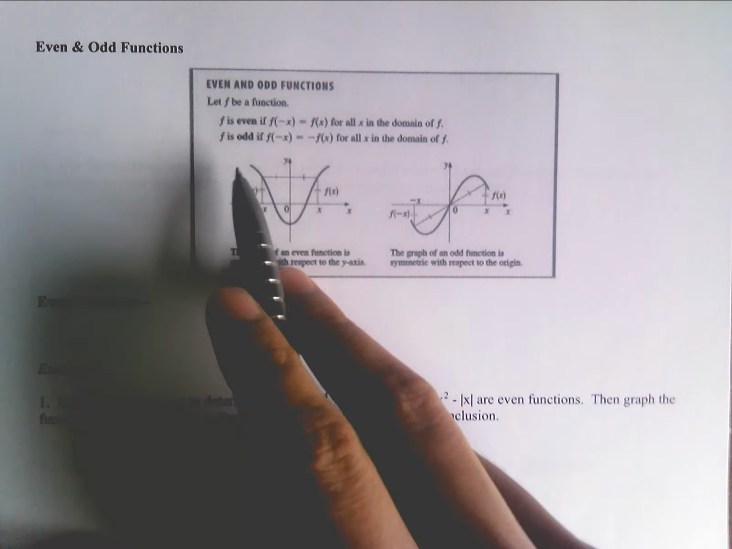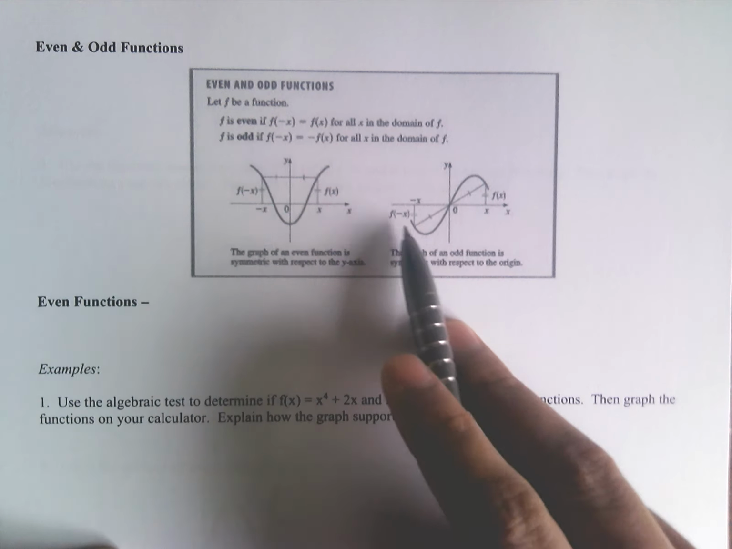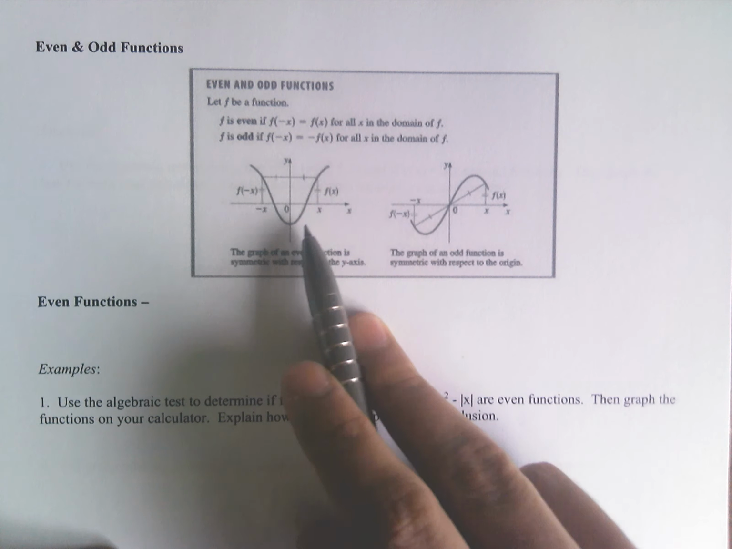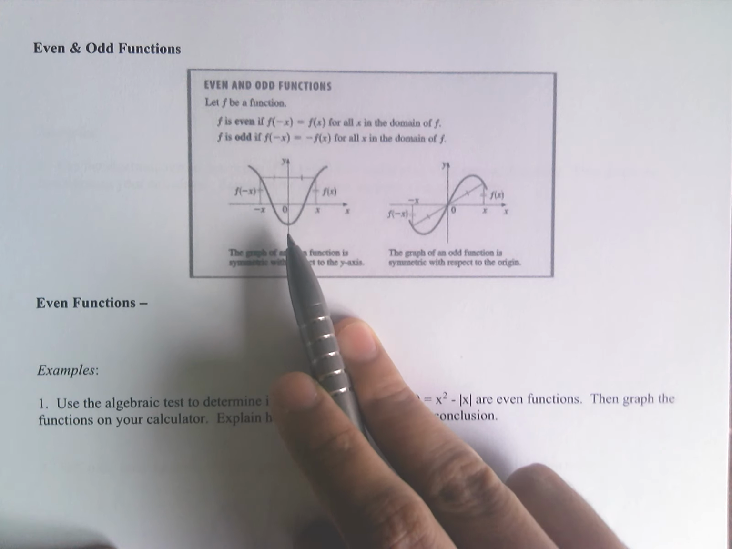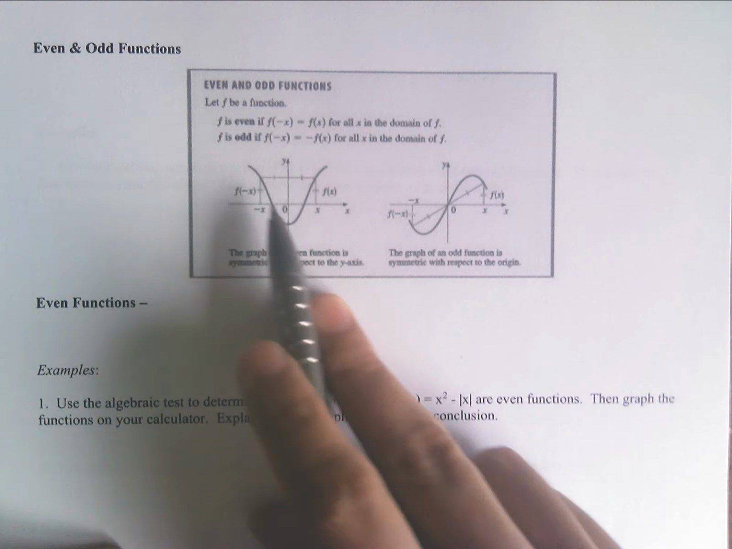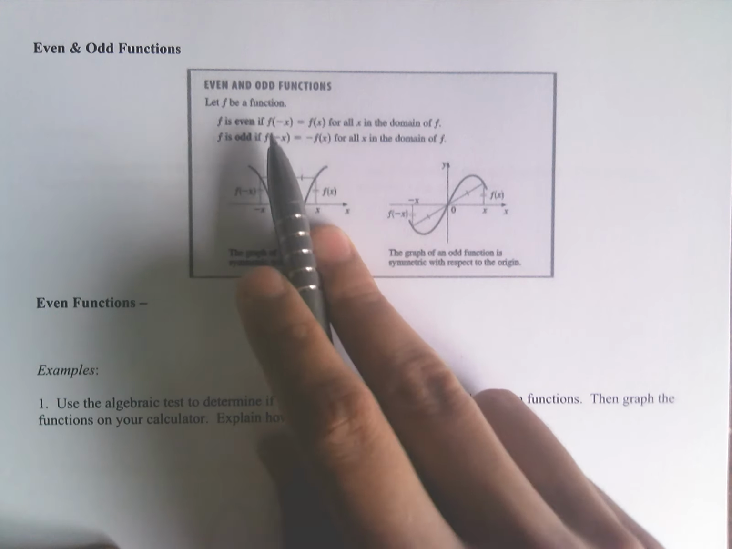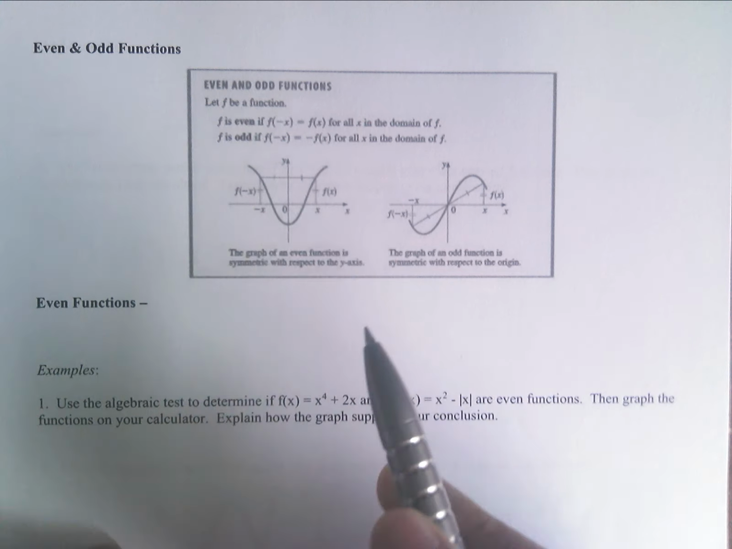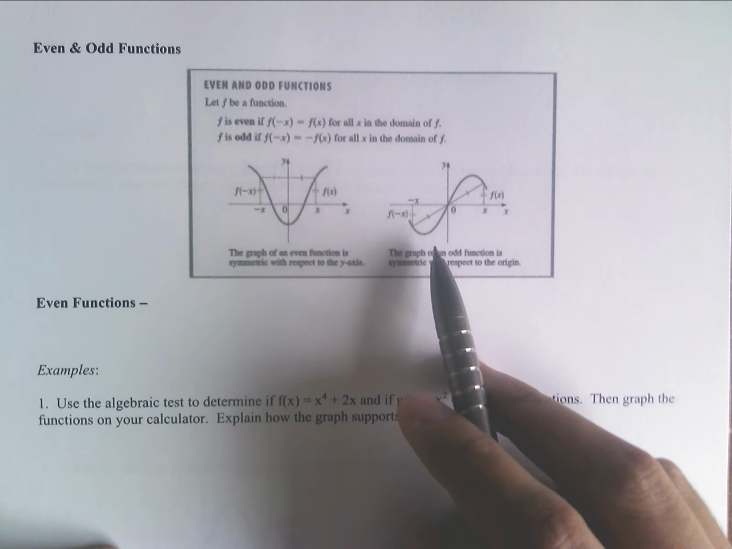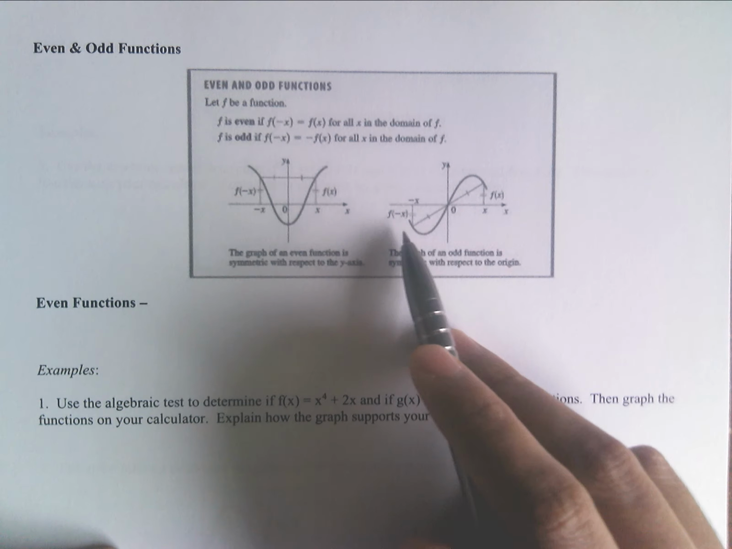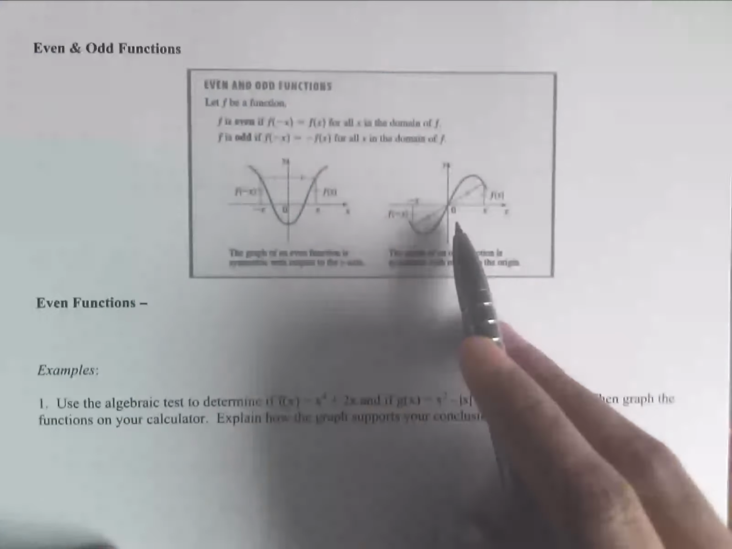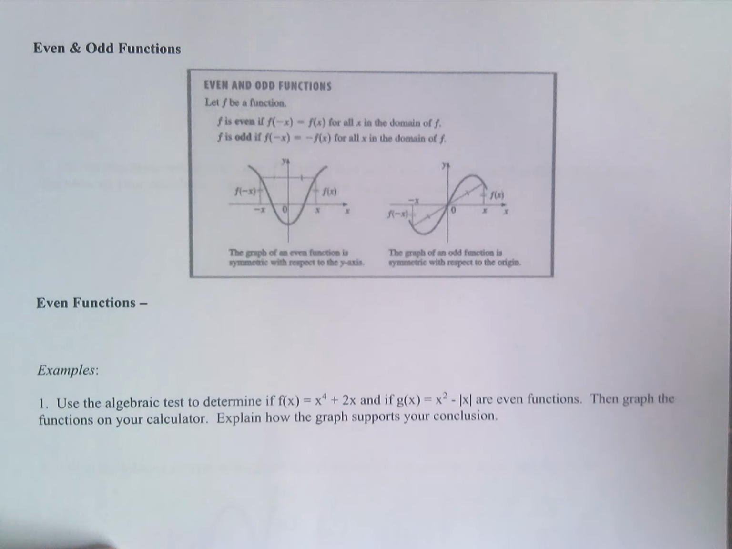Here I've got this U-shaped graph, and I've got this S-shaped graph. This one on the left is an even function. What defines an even function is that for all x in the domain of a function, f of negative x is equal to f of x. Likewise, for an odd function, this one on the right, for all x in the domain of f, f of negative x is equal to negative f of x.